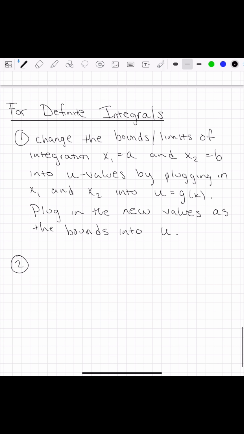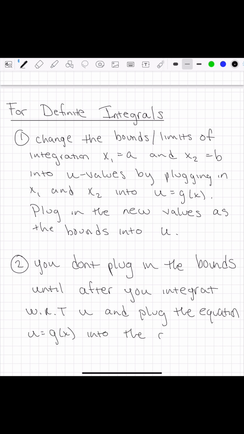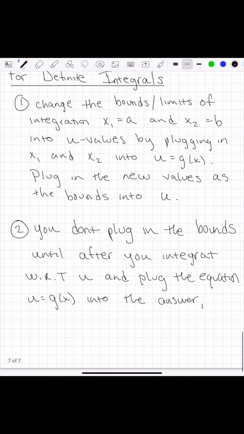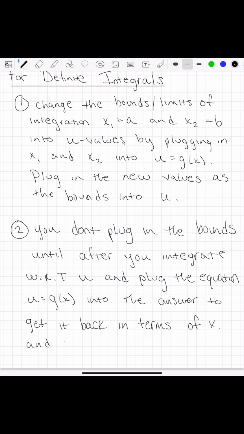And then the second way is that you don't plug in the bounds until after you integrate with respect to u and plug the equation u equals g of x into the answer, right, whatever you get when you integrate, to get it back in terms of x, and just plug in the original x values, or whatever variable you're given, as bounds. Okay, so that's it for u-substitution.